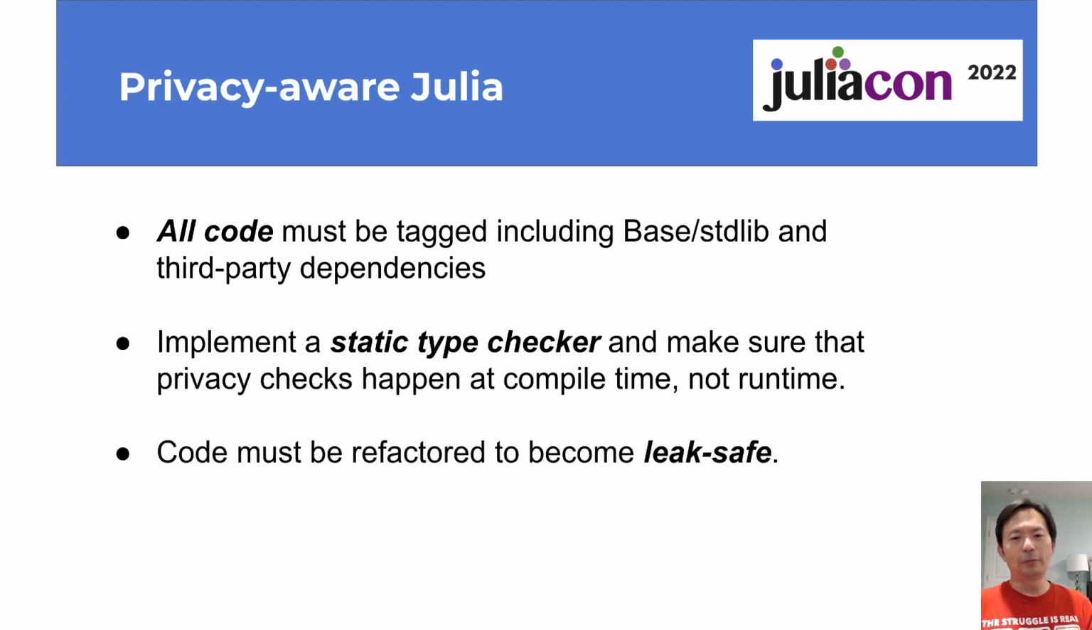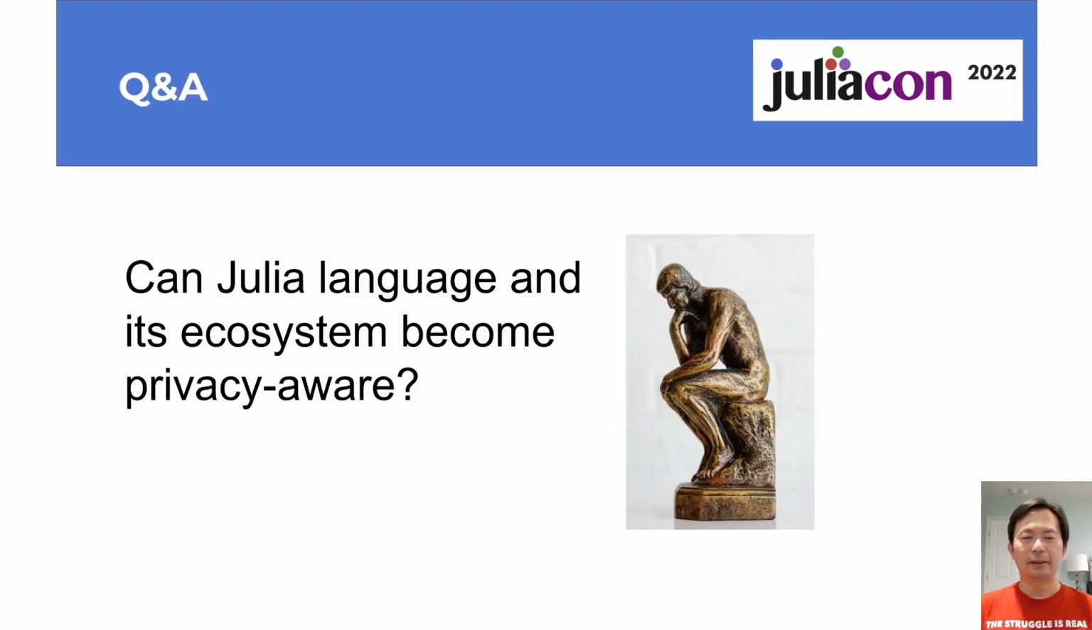And lastly, the code must be refactored to become leak safe. Now, leak safety is not something that I can cover today because that is a relatively big topic. But if you're interested in leak safety, we can talk offline. At this point, I would like to open up to the audience. Do you think it is worth making the Julia language and its ecosystem become privacy aware? All right. Thank you for watching. I'll see you at the Q&A.